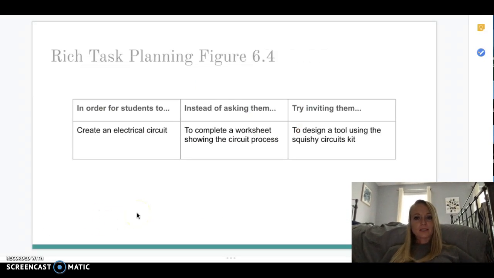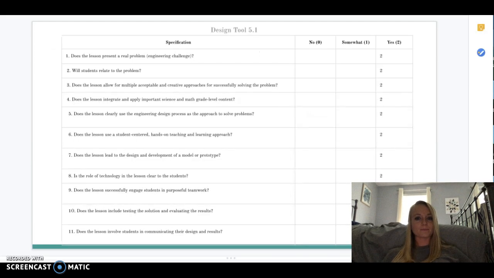The Rich Task Planning figure 6.4 said that in order for students to create an electrical circuit, instead of asking them to complete a worksheet or showing the circuit process, try inviting them to design a tool using the Squishy Circuits kit. In this case, we did flashlights.